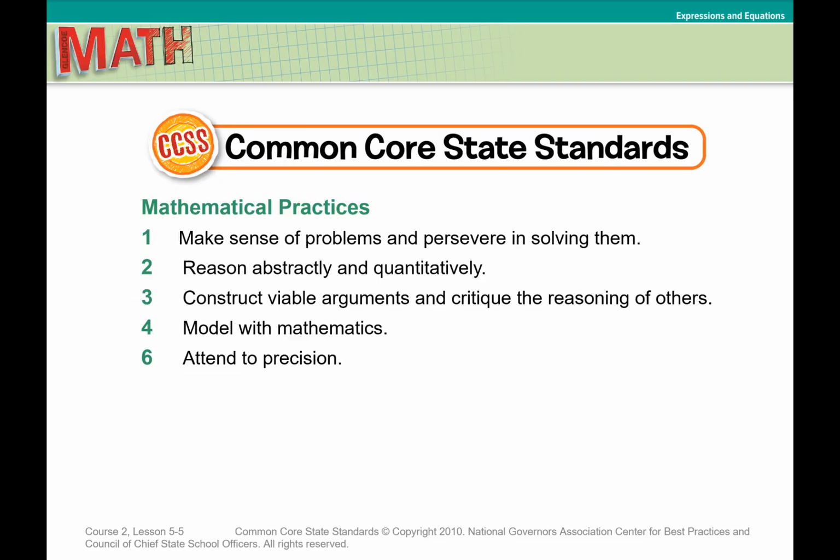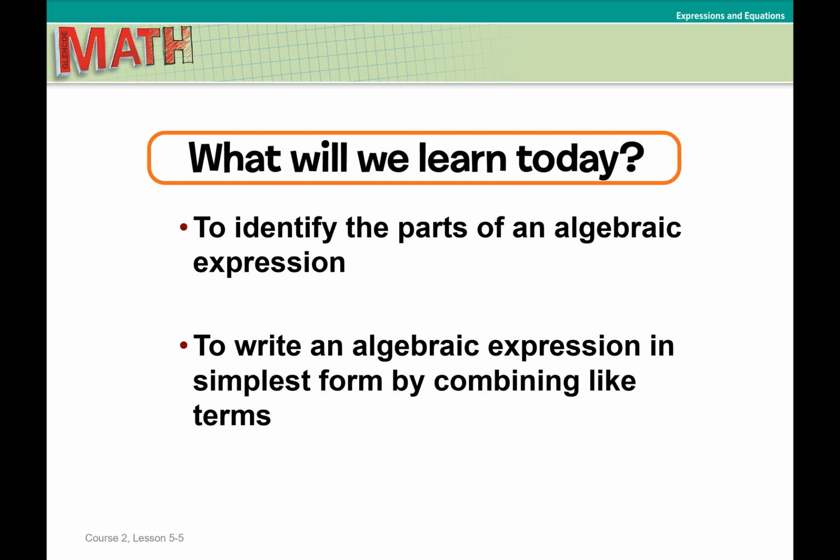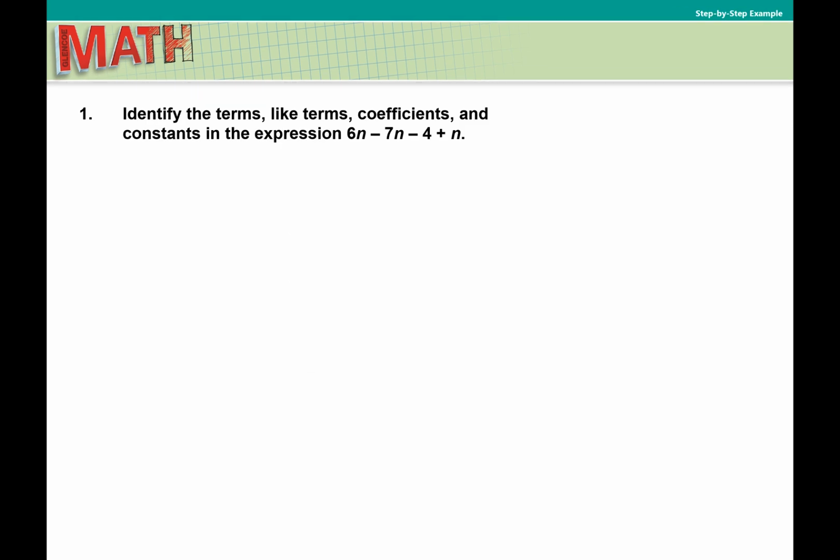Okay, we're going to continue to talk about algebra, and we're going to look at different algebraic expressions and try to determine what the different parts of that expression are, so that we can then combine different like expressions and make the simplest algebraic expression possible. Okay, so this one we're going to identify the terms, like terms, coefficients, and constants in the expression 6n minus 7n minus 4 plus n.